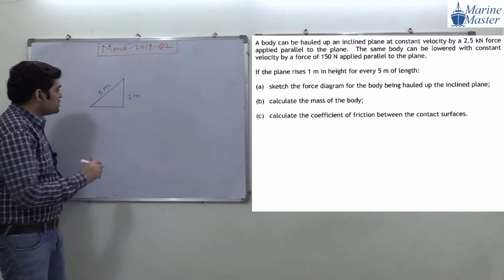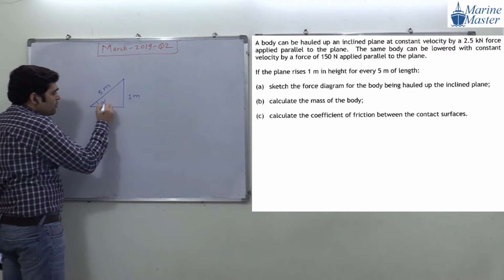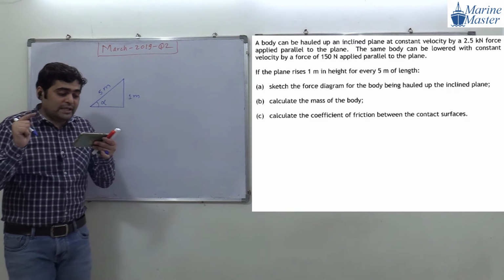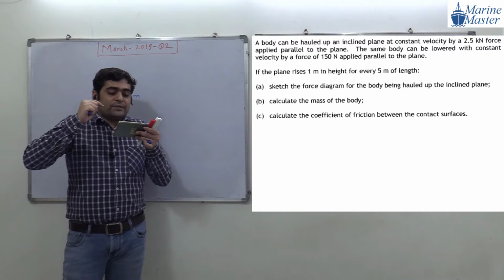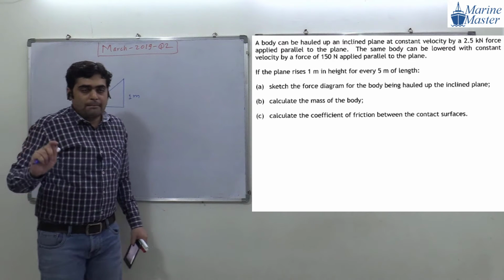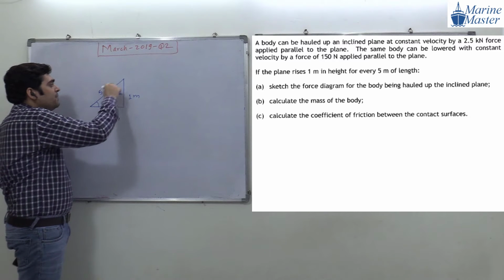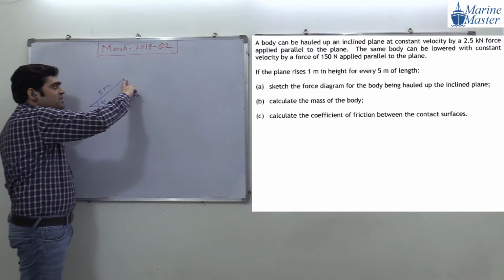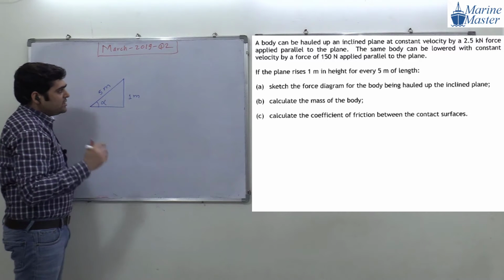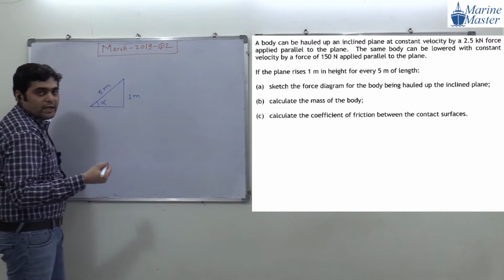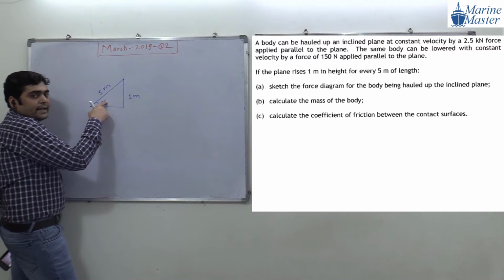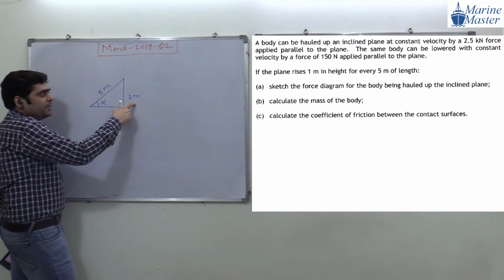By using this, we can find out alpha. I am reading once again: if the plane rises 1 meter in height for every 5 meter of length, it means when the length of the plane is 5 meter, it rises by 1 meter. From this we can calculate alpha. Here this is our angle, and opposite is 1 meter.